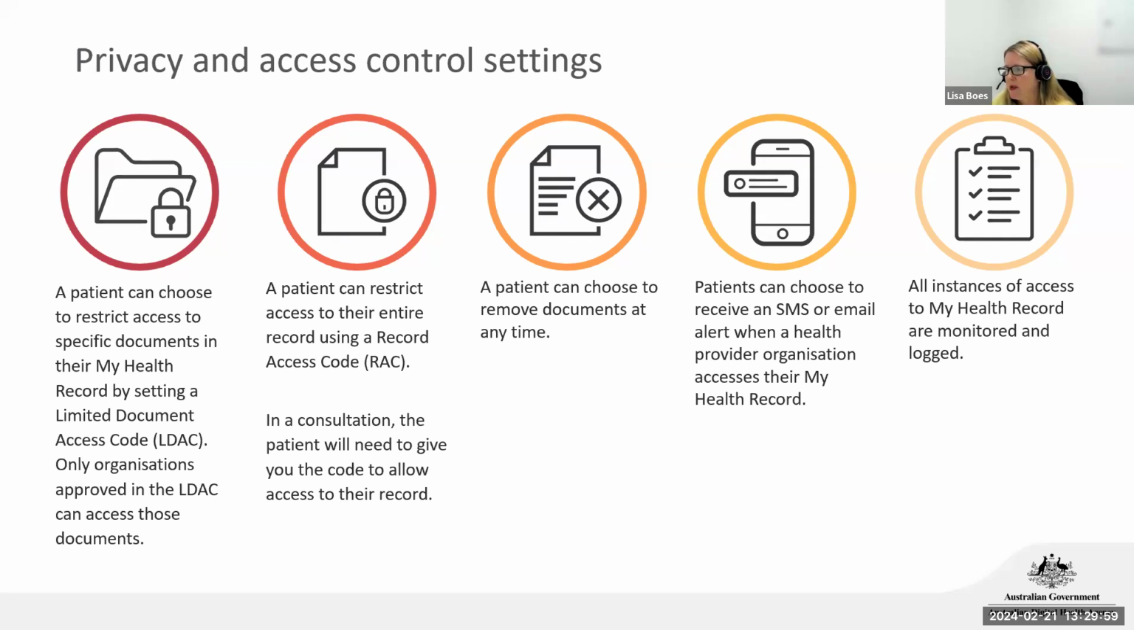If it is necessary to lessen or prevent a serious threat to life, health or safety, a clinician can exercise a feature called the break glass function, also known as emergency access. Individuals can also subscribe to SMS or email alerts that report in real time when a new health provider accesses the My Health Record. Another safeguard of patient privacy and access is that all instances of access to My Health Record are monitored and logged.